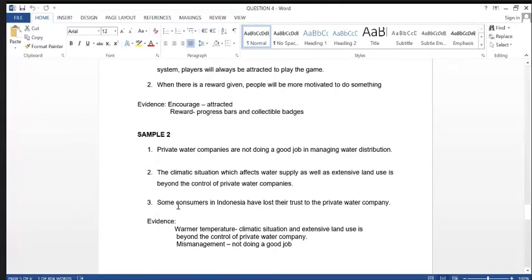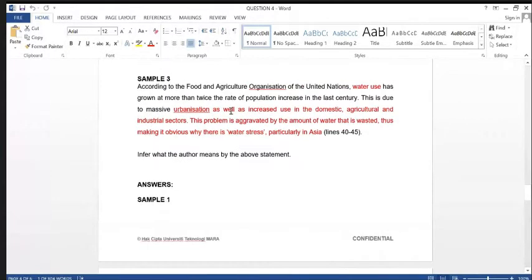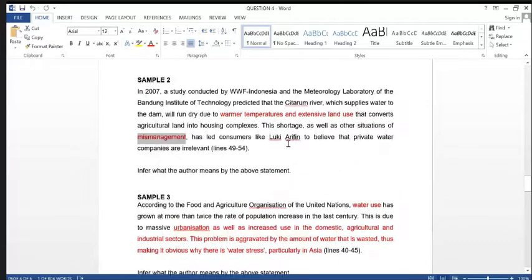And some consumers in Indonesia have lost their trust in the private water company. They feel that it is irrelevant, not important, so it shows that they do not have trust in the water company anymore. Those are things that I can write as inferences. Now in the test, do you have to write the three? No, you are only required to have one inference. But I'm showing you from one sample, from whatever the focus.